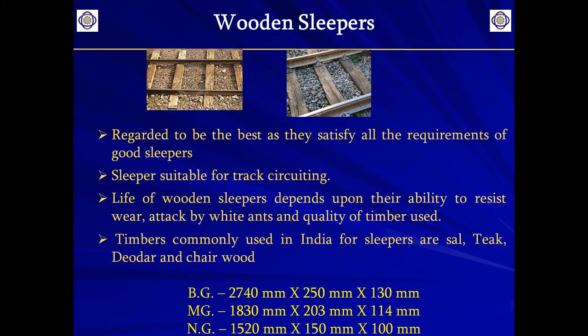For BG, MG and NG track, these are the dimensions of the sleepers. For BG track it is 2740 mm by 250 mm by 130 mm. For meter gauge it is 1830 mm by 203 mm by 114 mm. And for narrow gauge track it is 1520 mm by 150 mm by 100 mm.